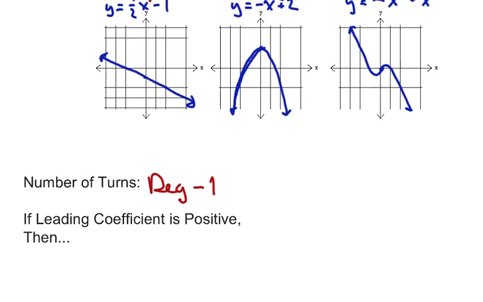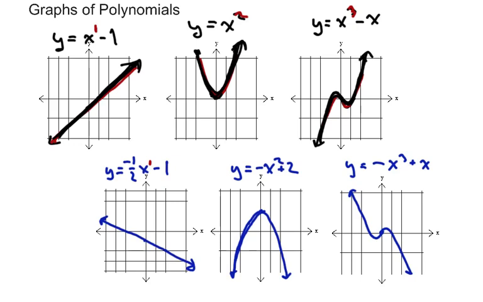So if the leading coefficient is positive, then as x approaches infinity, so as x gets bigger and bigger, f of x, or the y value, also gets bigger and bigger. Right? But what happens if it's negative? The graphs in blue all have negative leading coefficients. So a slope of negative 1/2, and this thing went down. The leading coefficient here is negative. We have negative x squared, and this parabola opened down. And even when we have negative x cubed, this thing worked its way down.